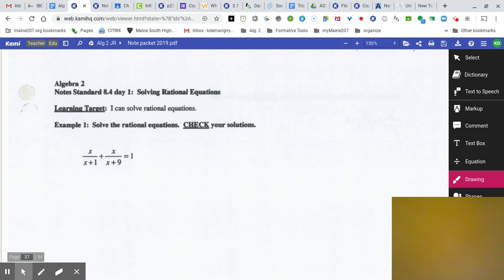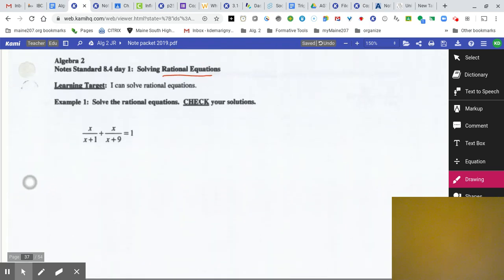Last day, last set of notes, last objective for chapter or unit 8. Last objective for Algebra 2. So with the completion of this, you will have covered everything that you need for your SAT. So today I really want to show you how to solve a rational equation. So that's our objective.